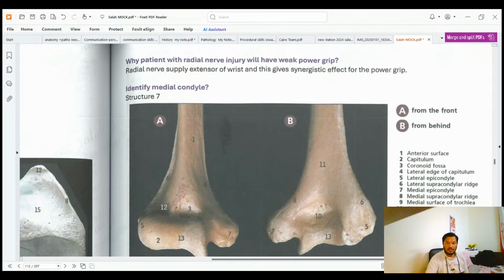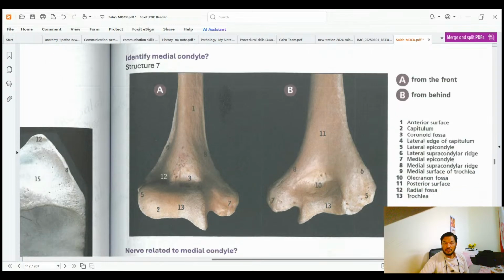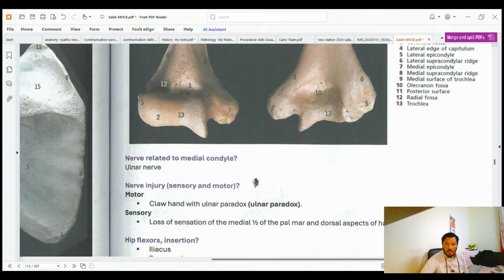Identify the medial condyle, number 7. From the front, you can just have a look. Nerve related to the medial condyle: it will be the ulnar nerve.